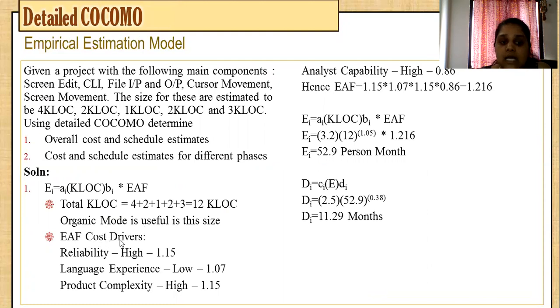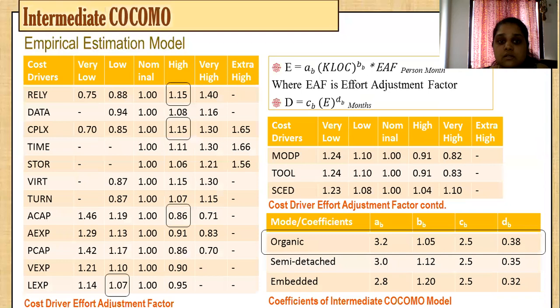Now we are calculating EAF, the cost drivers. They have not told you which cost drivers are affecting, so I have taken these four roughly. You can take your own, but I have taken these four considering them important in this project. First is reliability, which I have taken as high. Language experience, which I have taken as low. Product complexity, which I have taken as high. And analyst capability, which I have taken as high. Now when you need to jot down these values, you need to refer to the table of cost drivers, which we had seen in the previous lecture, that is this one.